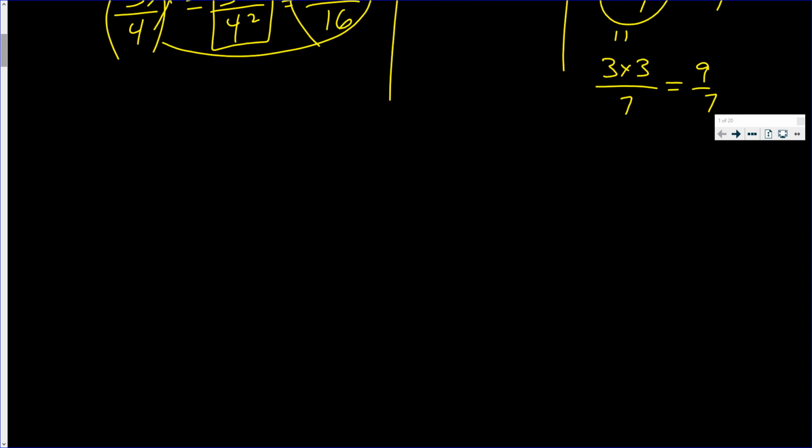In fact, we can have 3 squared over 7 cubed. 3 squared is 9. 7 cubed is 7 squared, which is 49, times another 7. I guess that's 343.